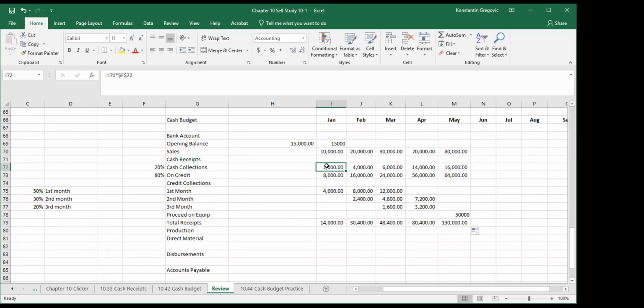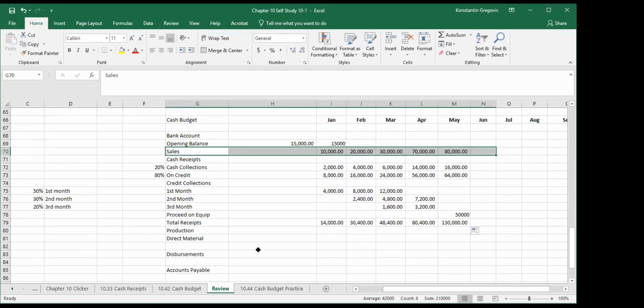20% I'm going to collect in cash right here. So right away I'm going to collect 20%. 80% of it's going to be credit. Yeah, but you're only collecting 4,000 this month, and then the remaining four will be in subsequent months, right? Right, plus the two gives you 10. This is your total sales here. Yeah, but your total receipts, you're saying, is 14,000 there.